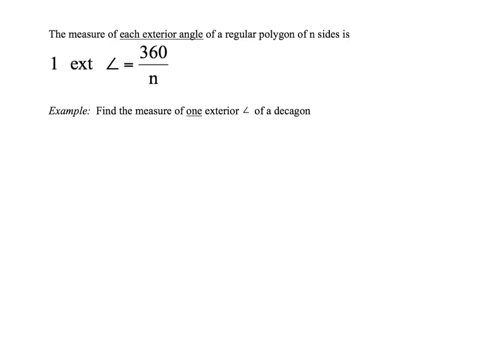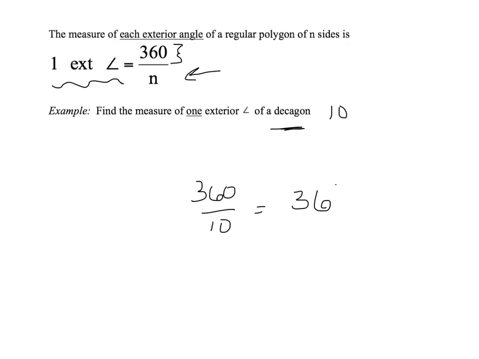Just like when we did one interior angle, if I wanted to find one exterior angle, well, you'll take the whole thing, the 360, and divide it by the number of sides, n. So if I ask you to find one exterior angle of a decagon, remember decagon has 10 sides, you'll take your 360, divide it by 10, you'll find that each one of my exterior angles is 36 degrees.